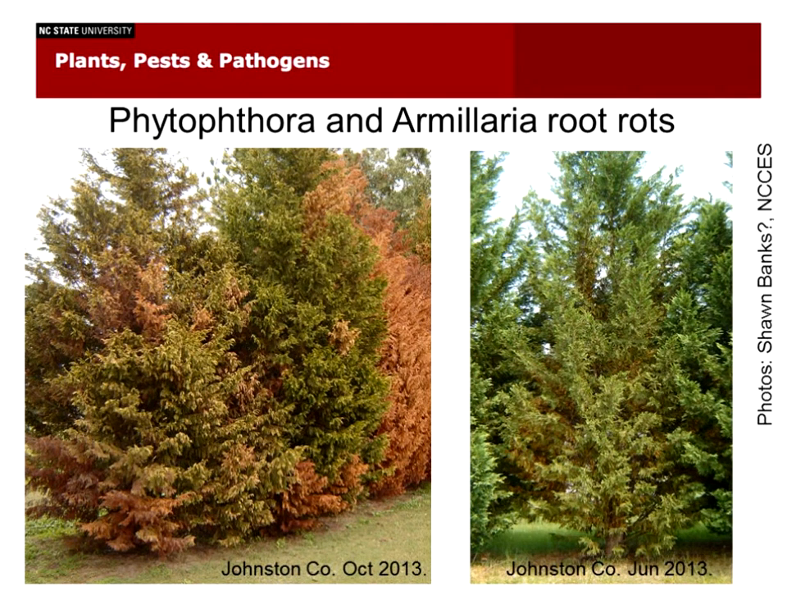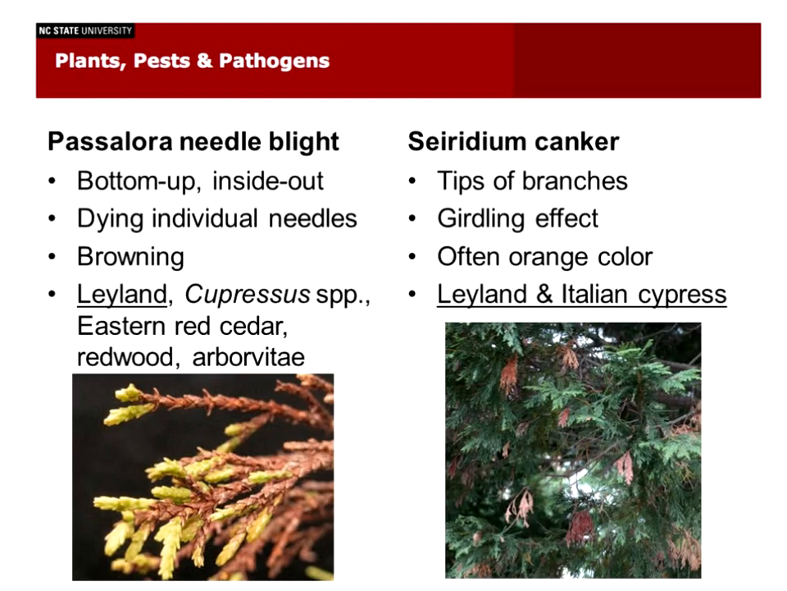You'll notice that you get general loss of color, kind of a straw coloring to the foliage. Since the root system is compromised, it tends to be on large sections of the tree or the entire tree, and not individual needles being affected. It's probably more easily confused with Seiridium canker, but it wouldn't be too hard once you get the idea that the Passalora needle blight moves from the bottom up and inside out generally.